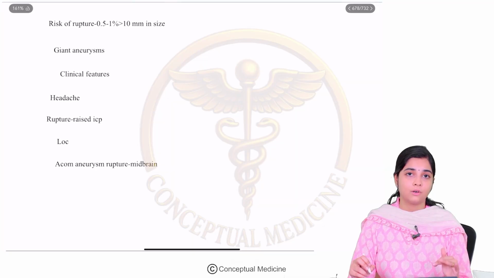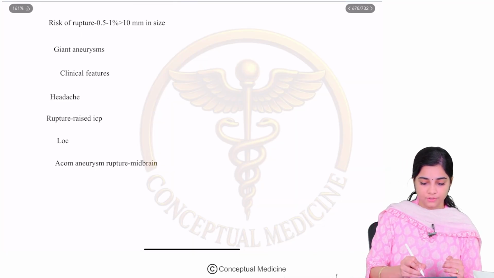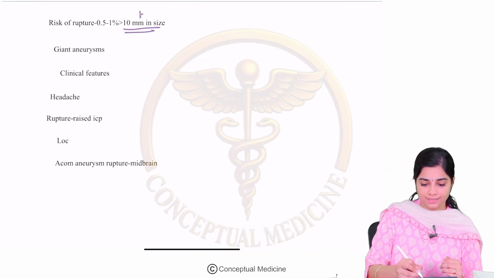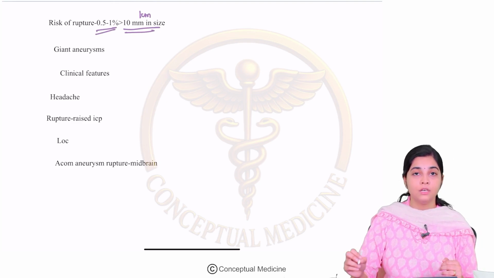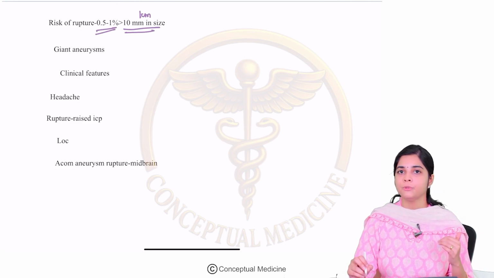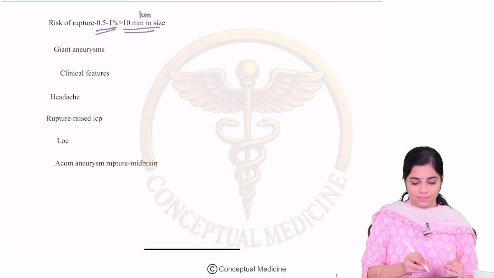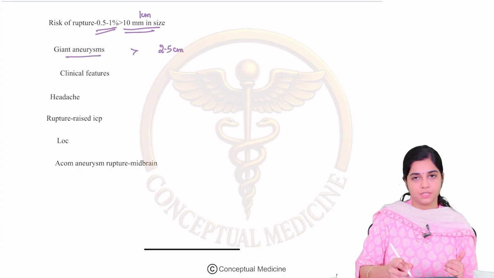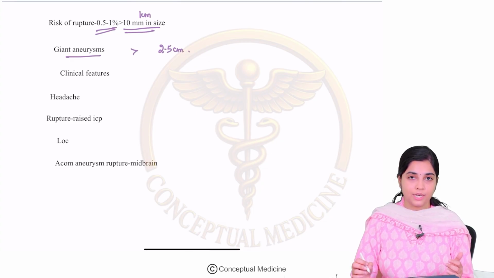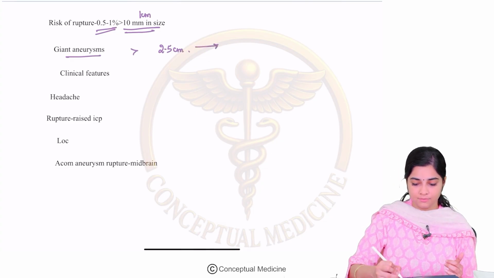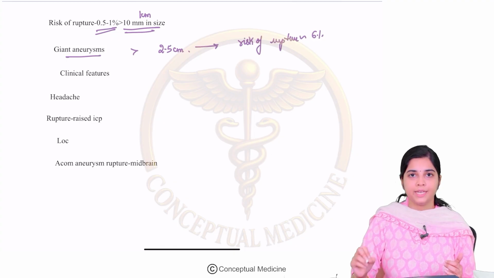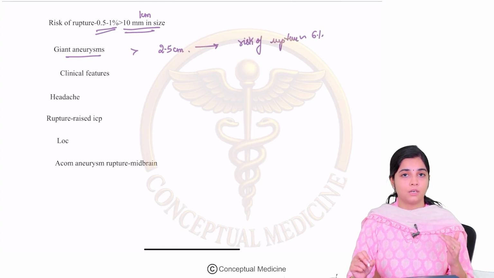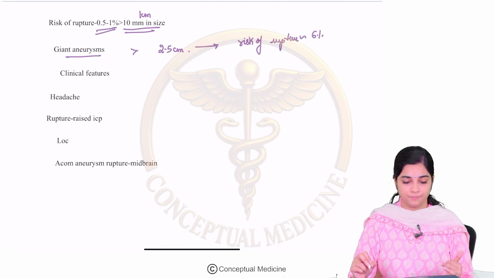What is the risk of rupture for an aneurysm? If the aneurysm is more than 1 centimeter in size, the risk of rupture per year is 0.5 to 1%. What are giant aneurysms? Aneurysms which are more than 2.5 centimeters in size are called giant aneurysms, and they have a risk of rupture amounting up to 6%.